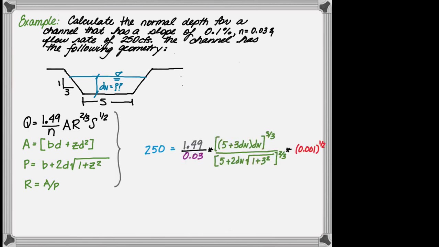When we enter this into the equation, we have 250 CFS is equal to 1.49 divided by 0.03 times the quantity of 5 plus 3dn times dn, all raised to the 5/3 power, divided by the quantity 5 plus 2dn times the square root of 1 plus 3 squared, that entire quantity raised to the 2/3 power, times our slope of 0.001 to the 1/2 power. As you can tell in this equation, our dn is embedded within the equation, making it difficult to solve easily. As a result, we are going to use GoalSeek in Excel.